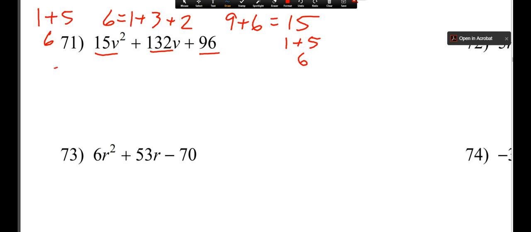So if I take a 3 out, what am I left with? What I'm doing is going through and dividing everything by 3, and I'm telling you what's left. So what is 15 divided by 3? 5. So I would have 5v squared. What's 132 divided by 3? 44. And 96 divided by 3? 32.